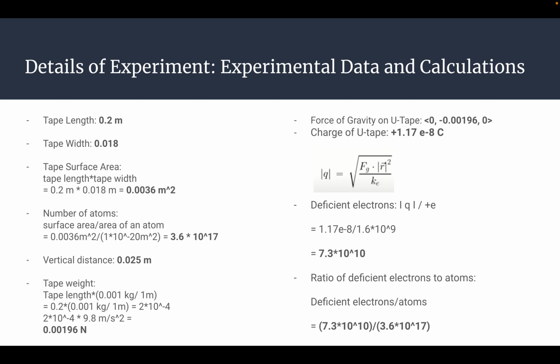Here we can see the calculations performed in this experiment. The formulas used to get these numbers are shown as well.